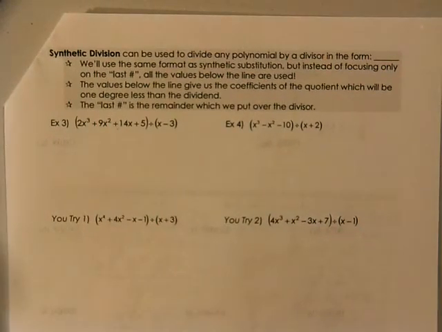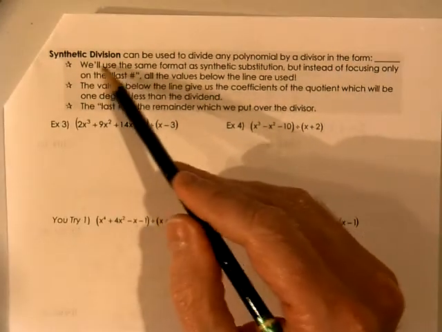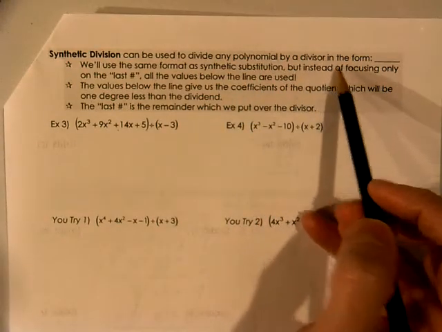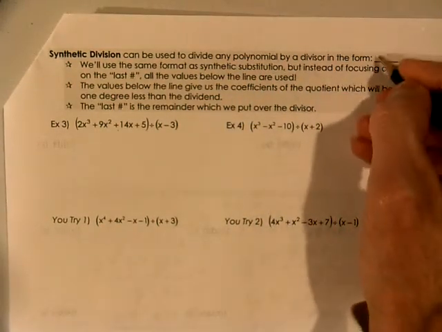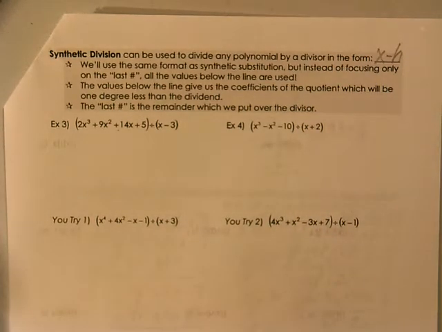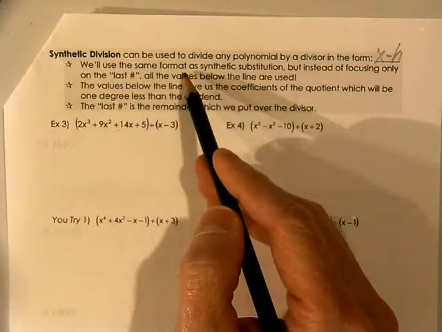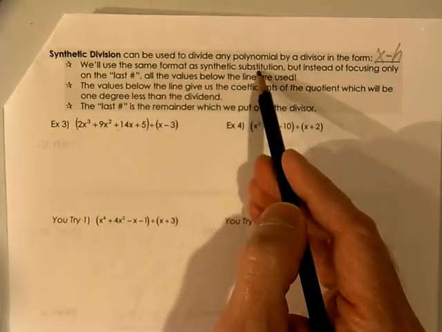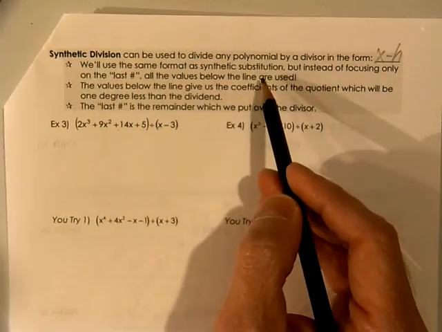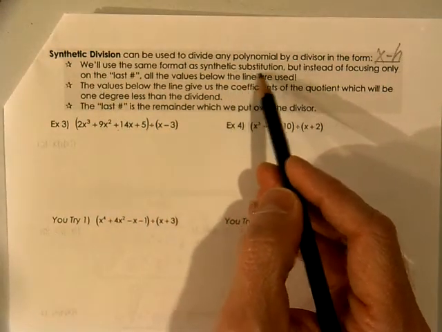Now we're going to be talking about synthetic division. Synthetic division can be used to divide any polynomial by a divisor in the form x minus h. It's got to be a binomial to the first degree. We'll use the same format as synthetic substitution. This is called synthetic division.